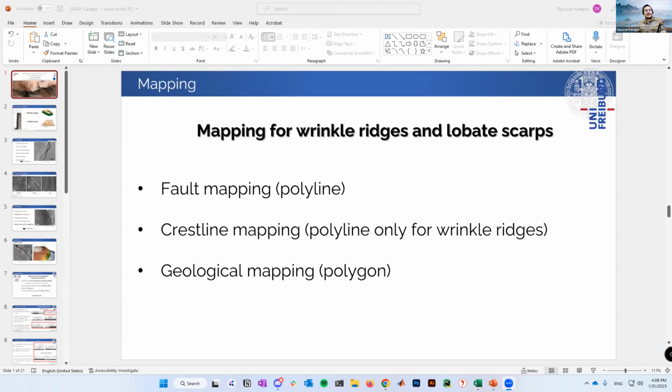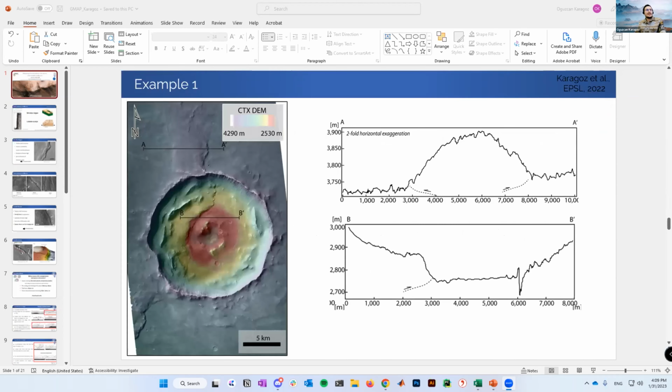After that is crestline mapping, which is also a polyline, but you should keep in mind it's only available for wrinkle ridges, because in the lobate scarp we have flattened morphology and can't see any crest of the ridge. And then geological mapping, but using polygons, which is a little bit different from what Ricardo showed us half an hour ago. And let's see. Okay, on the left, I put one of my favorite examples.